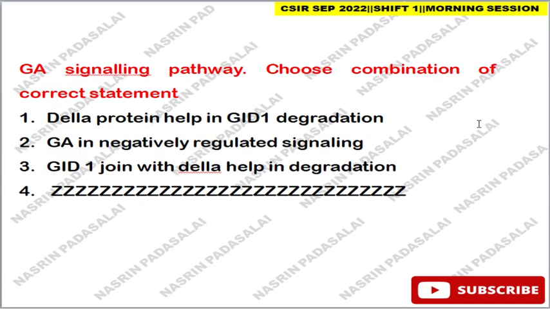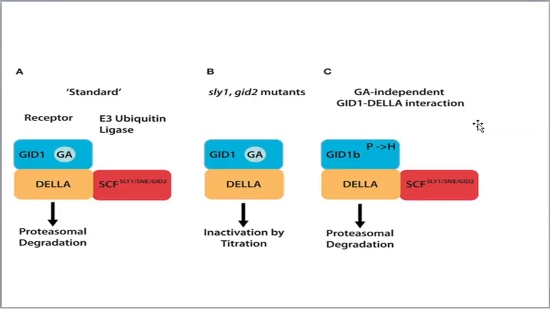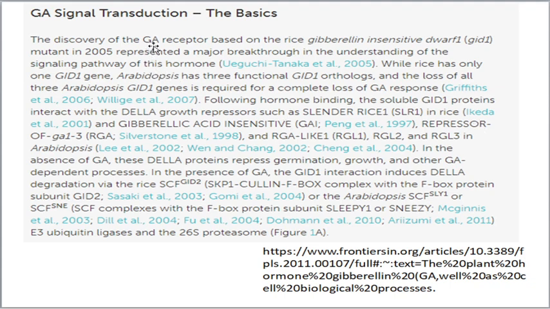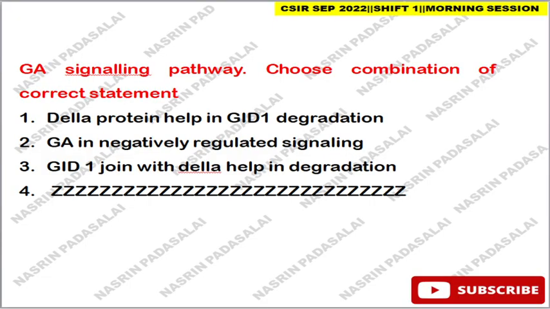Then there is a question with regard to the gibberellic acid signaling pathway, and they are asking us to choose the correct statement. Here you can see, follow this particular article, friends. In this part they have given it clearly. The gibberellic acid receptor is gibberellin insensitive dwarf 1, GID1. Following gibberellin hormone binding, the soluble GID1 protein interacts with DELLA. DELLA is a growth repressor. In the absence of GA, the DELLA protein represses seed germination and lowers plant growth. In the presence of gibberellin, GID1 interacts with the DELLA protein, leading to proteasomal degradation. So the DELLA protein helps in degradation, that's a correct option.